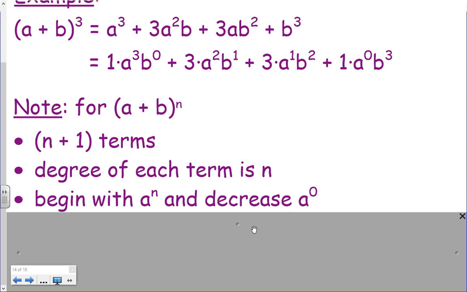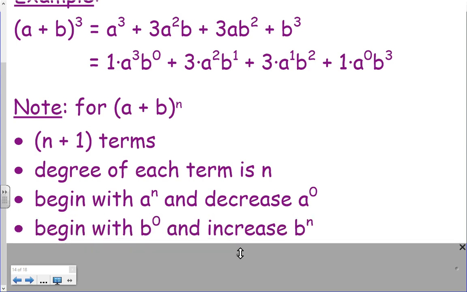Take a look at what happens with the exponent on a. On a, you begin with a to the nth power, and it decreases all the way down to a to the 0 power. So it's a to the third in the first term, a to the second in the second term, a to the first in the third term, and finally a to the 0 in the last term. So the exponent on a is decreasing. And likewise, check out what's happening with the exponent on b.